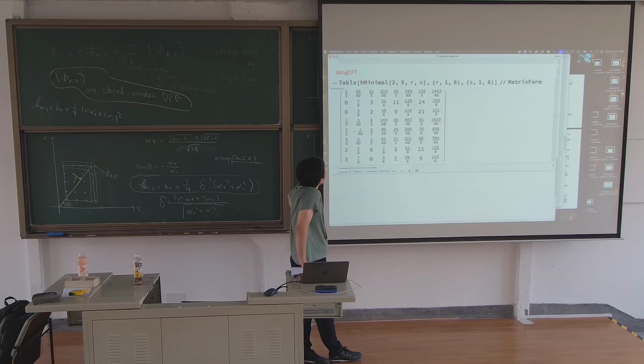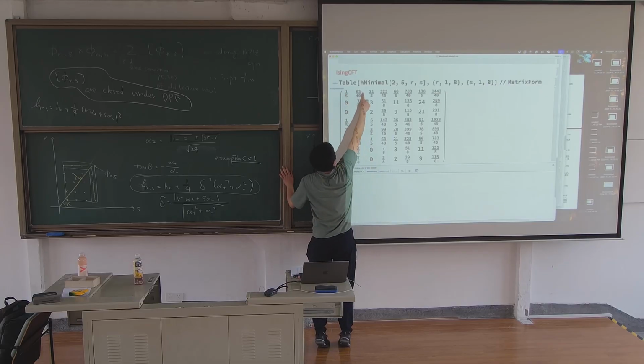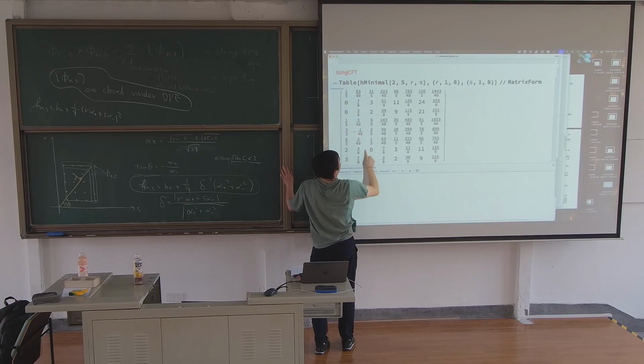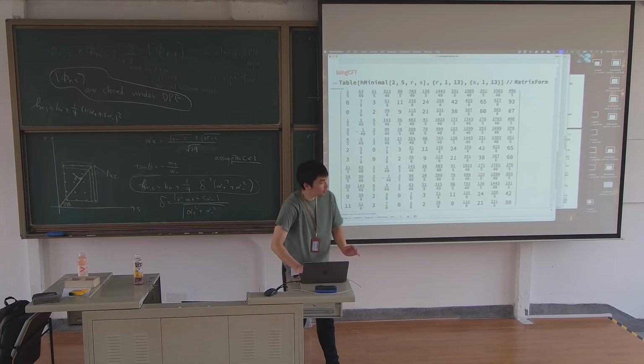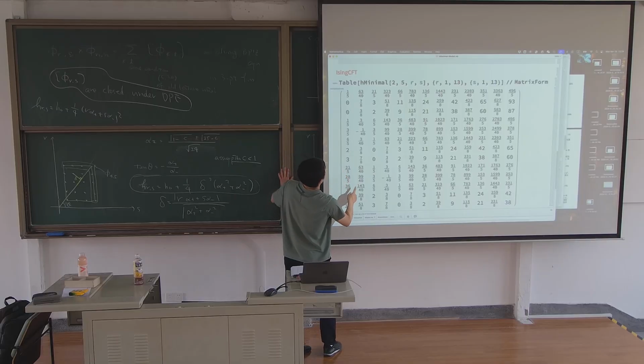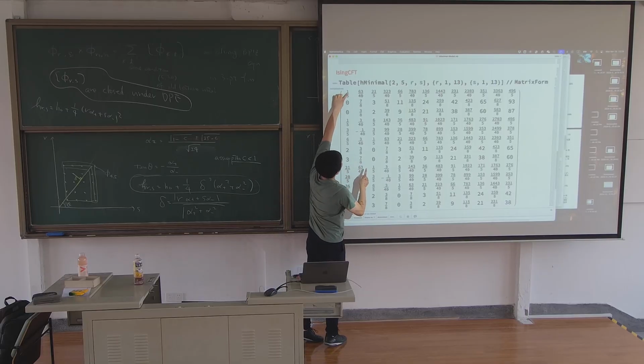I think this is not. Okay, yeah. So this part is the same as this part. So I need to make it bigger. I think 13, 13. Good. So 1 over 5 up here, 1 over 5 up here.